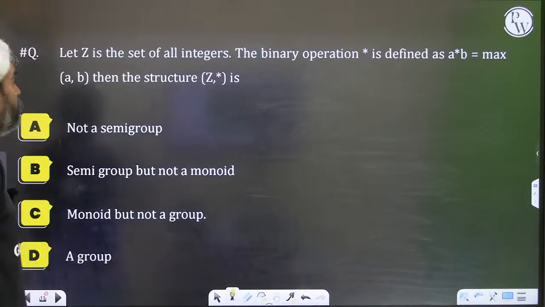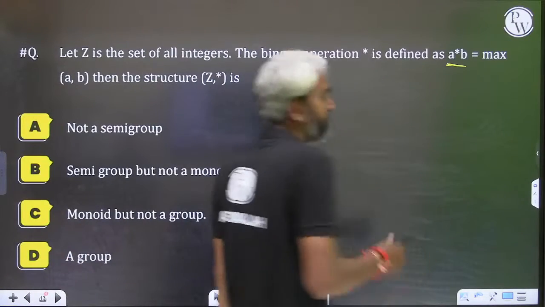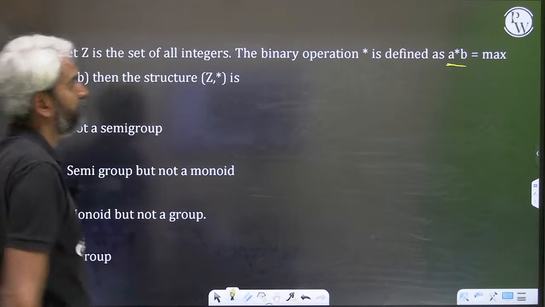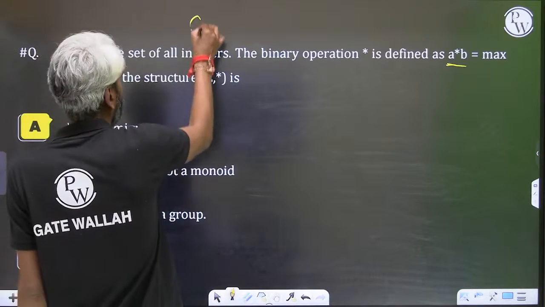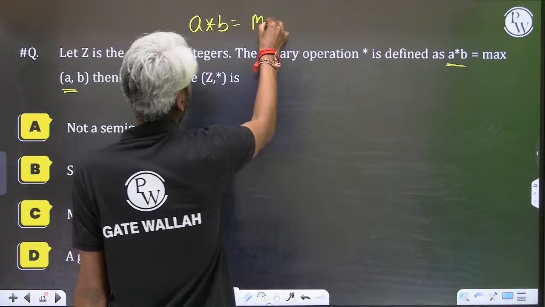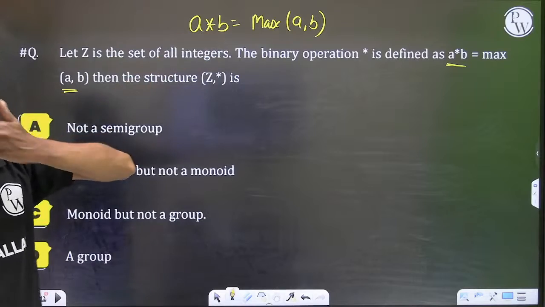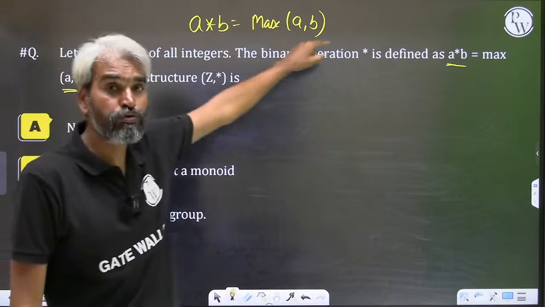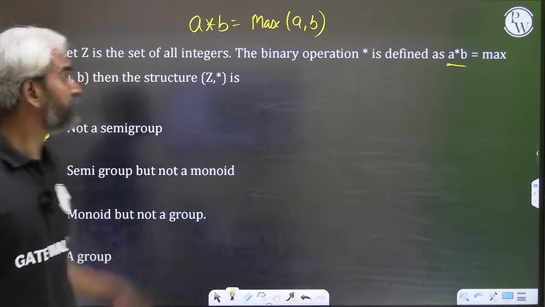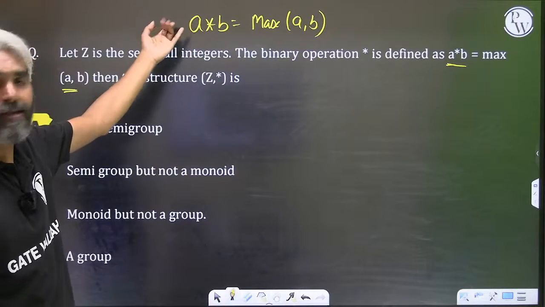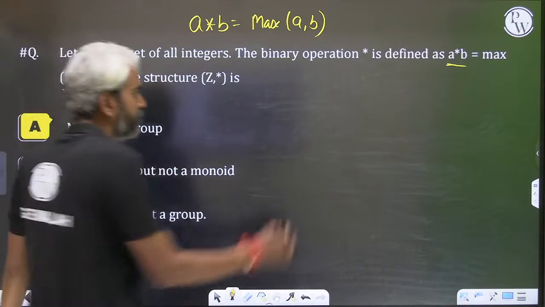Next, let S be the set of all integers. The binary operation asterisk is defined such that if you take two elements A and B, then A asterisk B is defined as the max of A and B. Now my question is, if A and B are present in the set, then the maximum of those two will be one of those two elements. Therefore, the result will also be present in the set, because the maximum element will either be A or B, and that element is already in the set. Therefore, it will be closed.